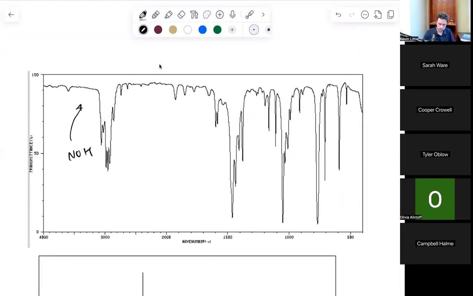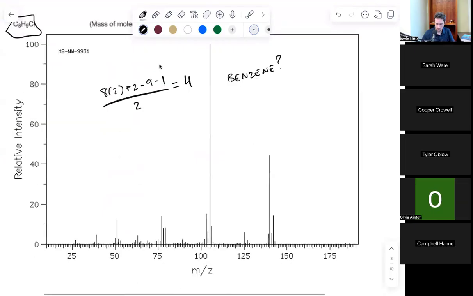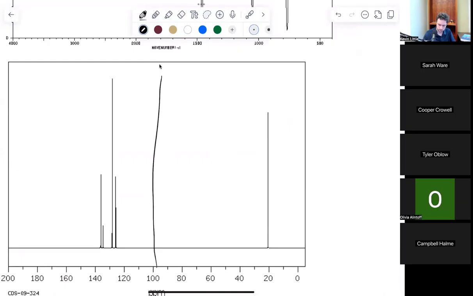There's no OH. There's no carbonyl. Neither of which is surprising because there's no oxygens in our chemical formula. There's 4 sp2s, 1 sp3. This kind of gives some credit to the benzene idea, right? And that's a lot of sp2s. Benzene would help explain why I have so many sp2s.